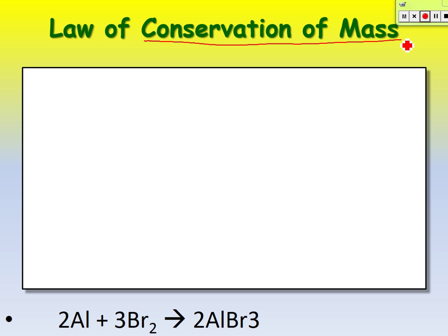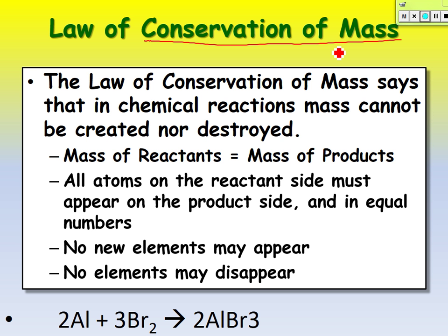What does it mean to conserve something, guys? Like if you conserve water, what does that mean? You save it, right? So the law of conservation of mass means we're going to account for all of the mass. We're going to save it. Here's what it means. Please write this down. The law of conservation of mass says that in chemical reactions, mass cannot be created nor destroyed. Mass cannot be created, nor can it be destroyed.